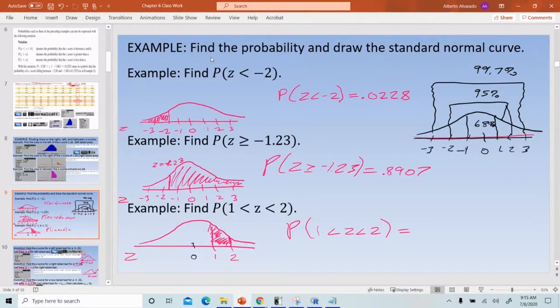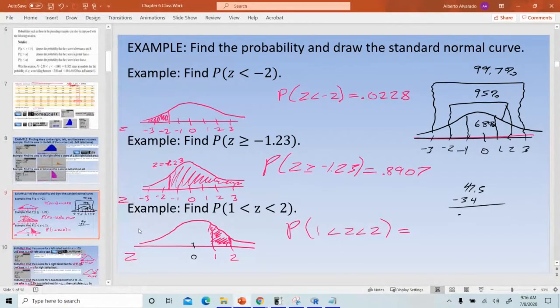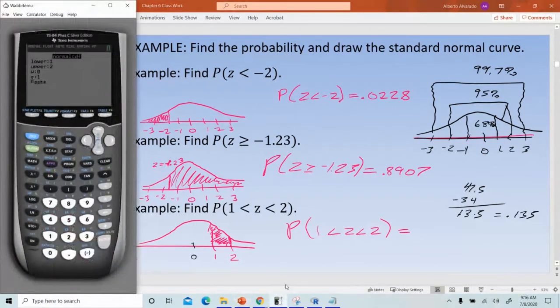So 47.5 minus 34 is going to give me the same probability that we'll see here. That'll give me about 13.5%, or 0.135, I should say. Okay, but let's see what the actual probability is. That's a pretty good estimate, but you'll see it's roughly the same. But that's using the empirical rule.